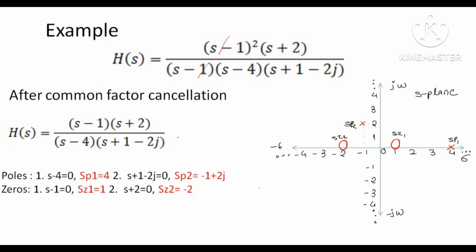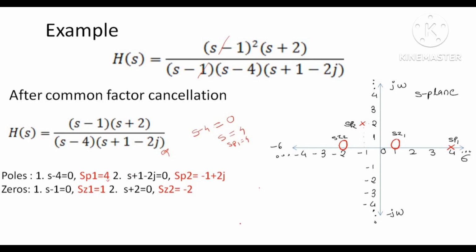First we will concentrate on poles. For poles you have to concentrate on the denominator. So the denominator is (s minus 4) and (s plus 1 minus 2j). To find the root you have to make s minus 4 equal to 0. For finding the root of any equation you have to put that equation equal to 0. That's the same thing we have done. We have put s minus 4 equal to 0, so you have got s equal to 4. This is your first pole, indicated by sp1 equal to 4.